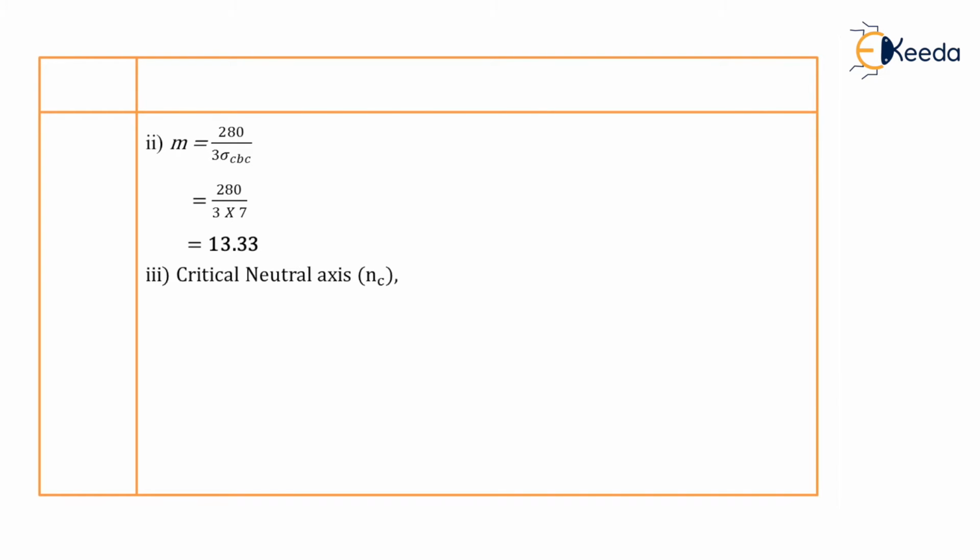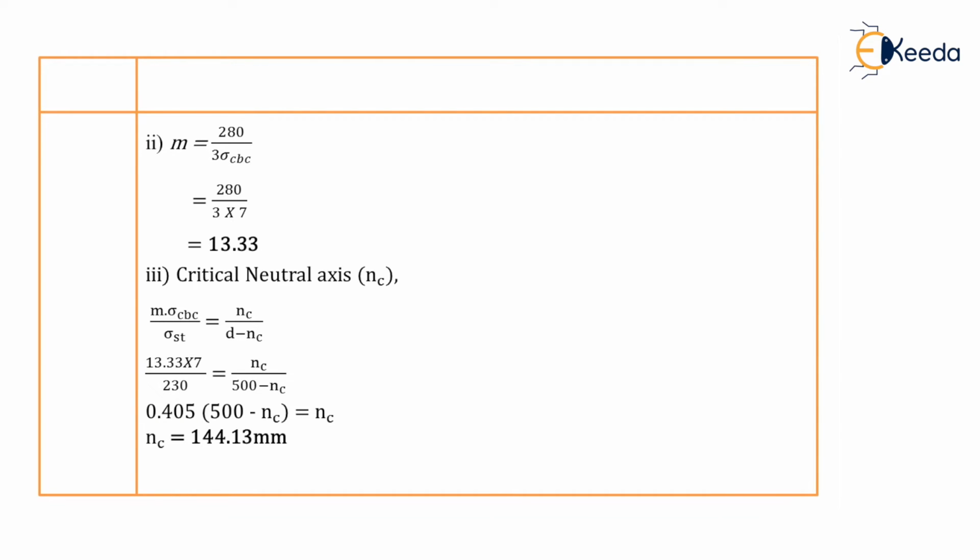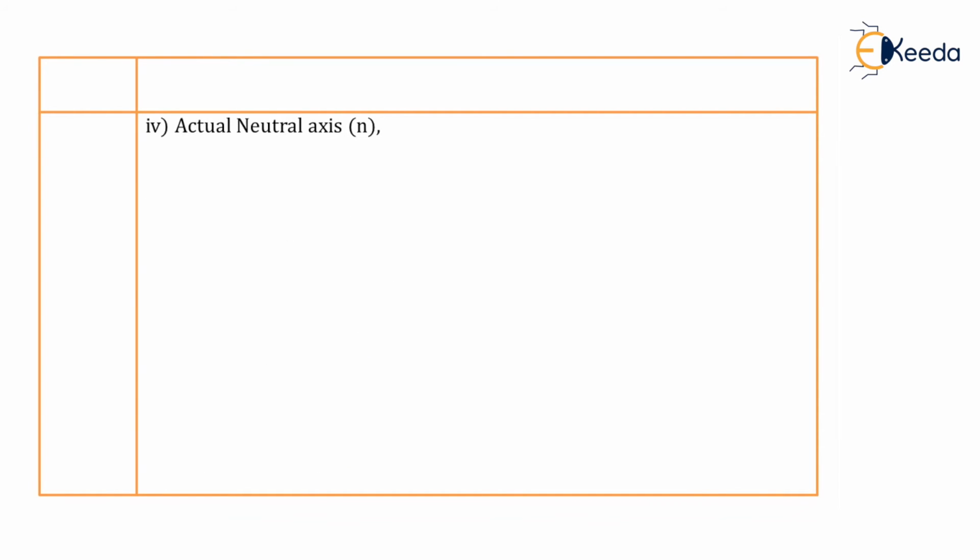Now moving to our third step, to find the critical neutral axis NC, we can calculate NC from this equation. Here the modular ratio we have already calculated as 13.33, sigma CBC from table number 21 is 7, and sigma ST from table number 22 is 230. D is given in the problem statement as 500 mm. After solving this equation, we get NC, the depth of critical neutral axis, as 144.13 mm.